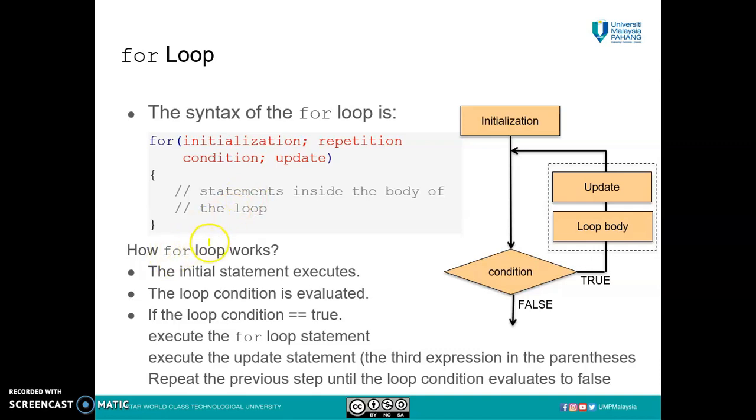How does a for loop work? First, the initial statement will be executed, the initialization, and then the loop condition is evaluated. If the condition is true, then the program will run the body of the loop. After that, it will update based on what we write in here. After that, the program will repeat again. It will go to the condition, and if it's true, it will loop until the condition becomes false.